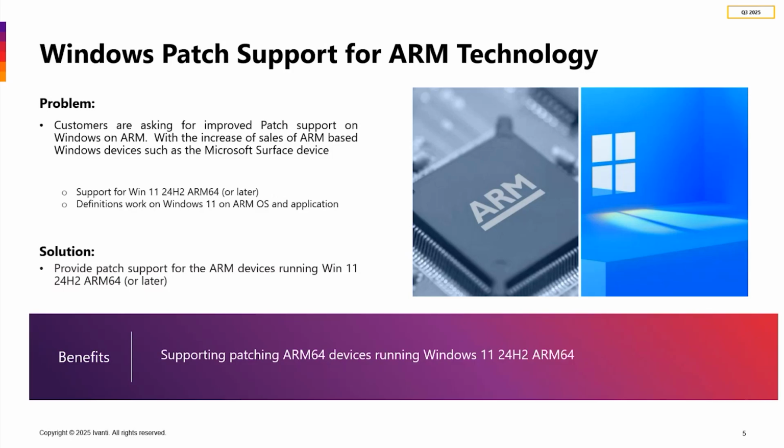So this was a very important feature for us: Windows patch support for ARM technologies. A lot of customers were asking about improved patch support on Windows on ARM, so support for Windows 11 24H2, ARM64 or later. Definition works on Windows 11 on ARM OS and applications, supporting patching of ARM64 devices running Windows 11 24H2, ARM64 or later versions. So that was one of the major features in the last release. Moving to the next one.